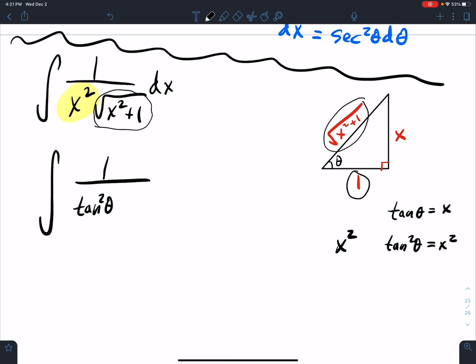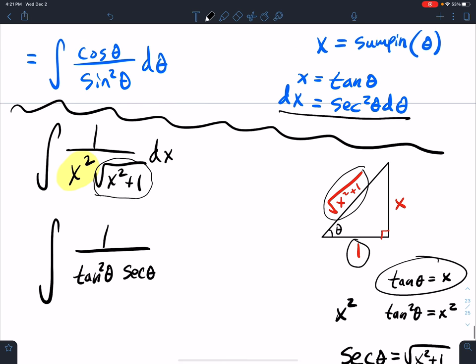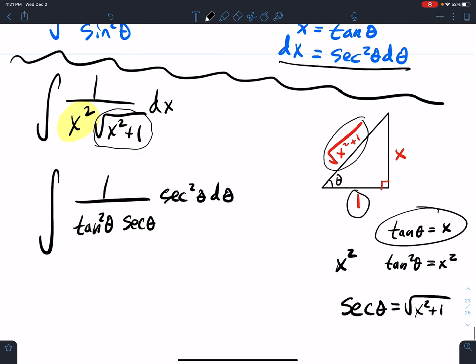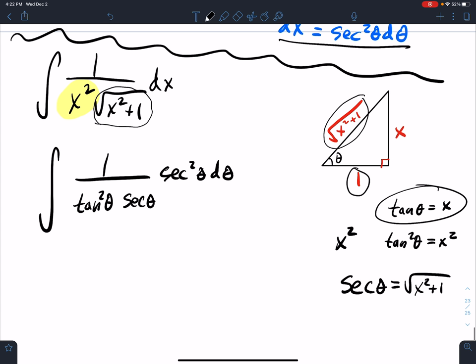And then same thing with this one. If I'm just looking to get that by itself, I could use the secant instead of cosine. So secant theta is just the square root x squared plus 1. So I replace this with secant theta right there. And then my dx, same thing here. It's still this same right there. So that's where the secant squared theta d theta comes into play. Okay, and then once again, we convert everything to sines and cosines.